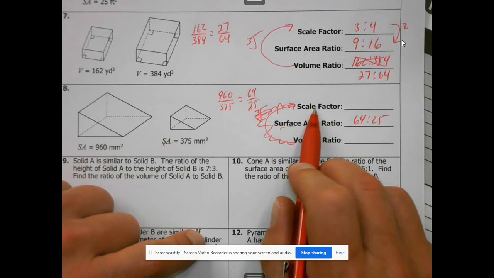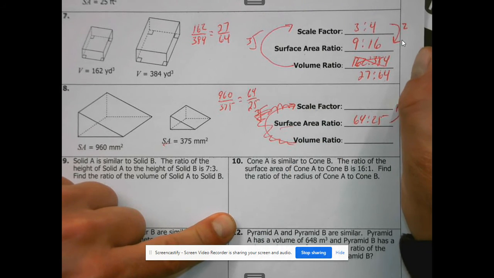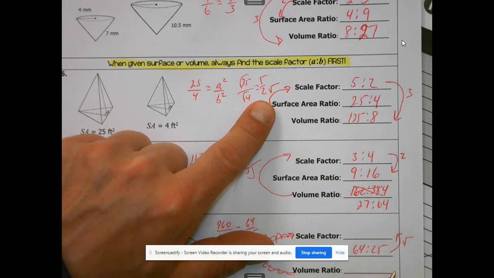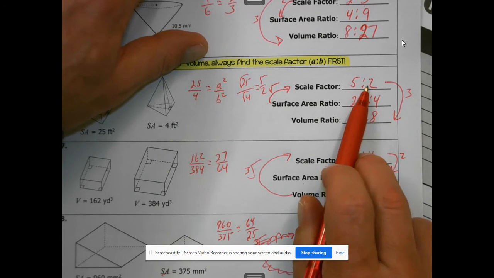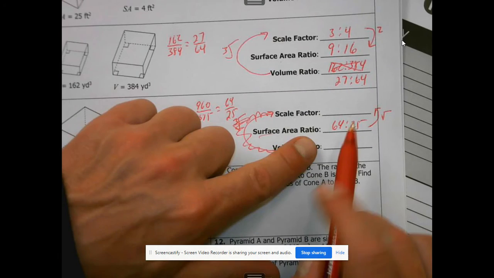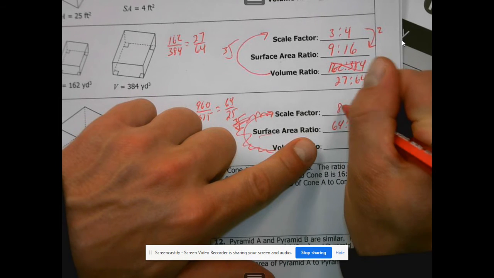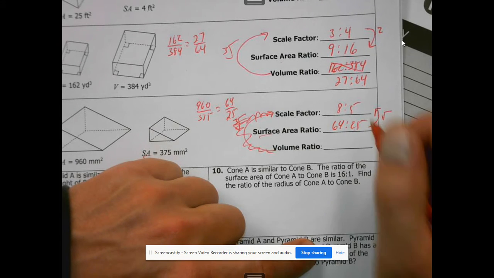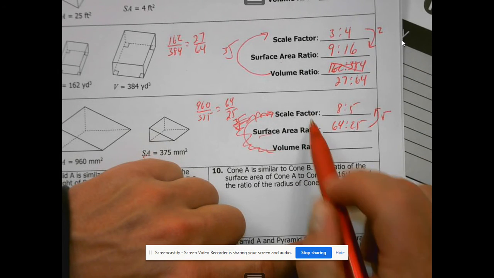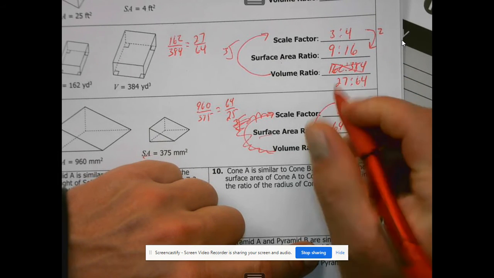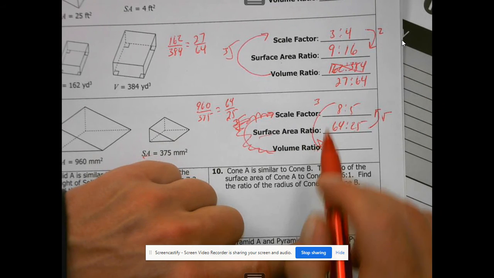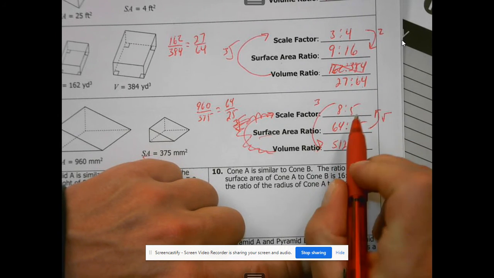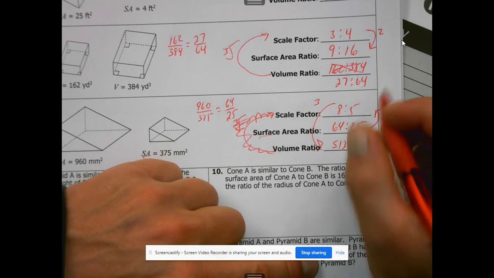Okay, find scale factor first. To go back, we have to square root, just like we did on number 6. To go back, we had to square root. So I had to square root these numbers to go back. So square root of 64 is 8. Square root of 25 is 5. Okay. Scale factor to volume, this way, I just have to cube. 8 cubed is 512. 5 cubed is 125.